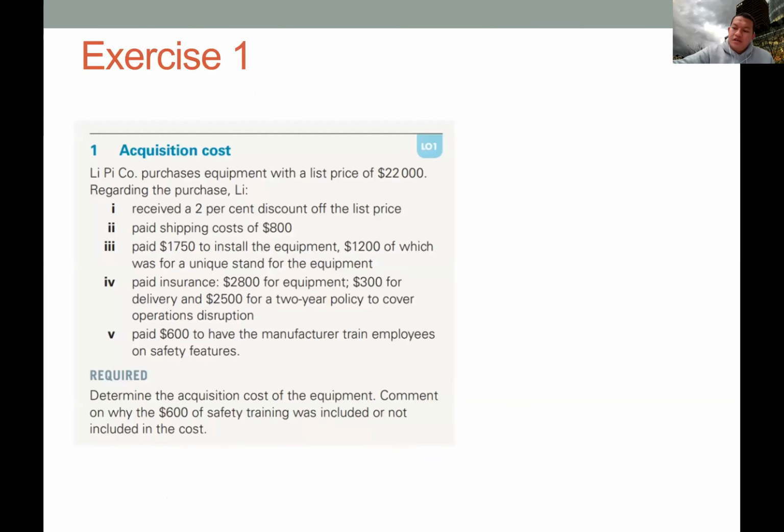The first question is exercise 1. We have Lipi Corporation. This company purchased an equipment with a price of 22,000. Now we have to identify which costs should be included as part of the acquisition cost. We have several costs. The first one that we should include is obviously the price of this equipment.